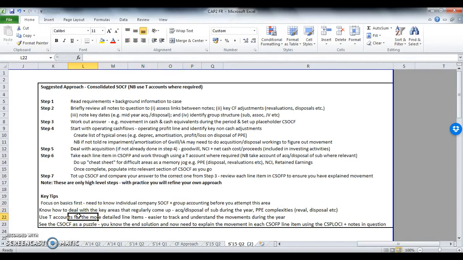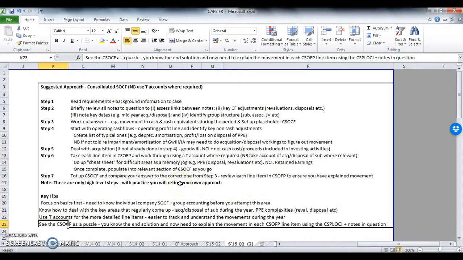Use T accounts. It's a lot easier. I'll use T accounts throughout here, but it's very easy to track what's going on, and you'll know, right, what is the missing entry here. And finally then, it's my advice to always tell students, when you're starting off any statement of cash flow, see it as a puzzle. You know what the end answer is, and all you're trying to do is explain that end answer by explaining the movement in each line item in the statement of financial position. So how did each line item move from the prior year, using this and any notes to the question to help you explain that. Right, so if you understand that perspective, it makes it a lot more approachable.